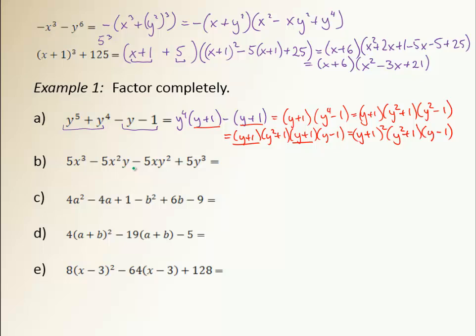The next example, again, we have 4 terms and we see some common factor. Let's take the common factor out. The common factor is 5.